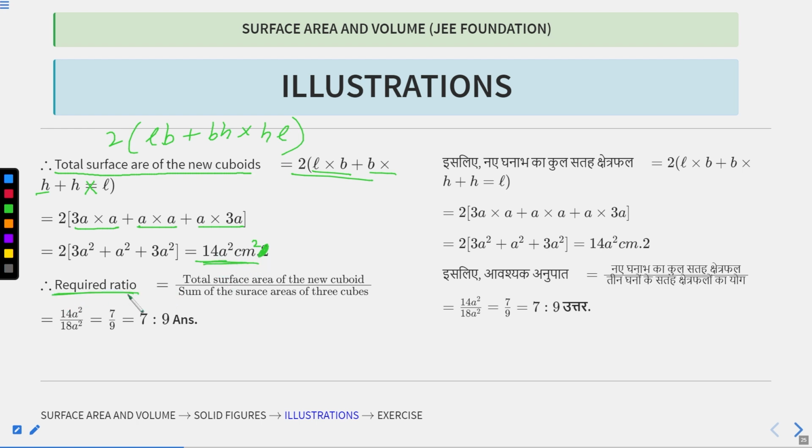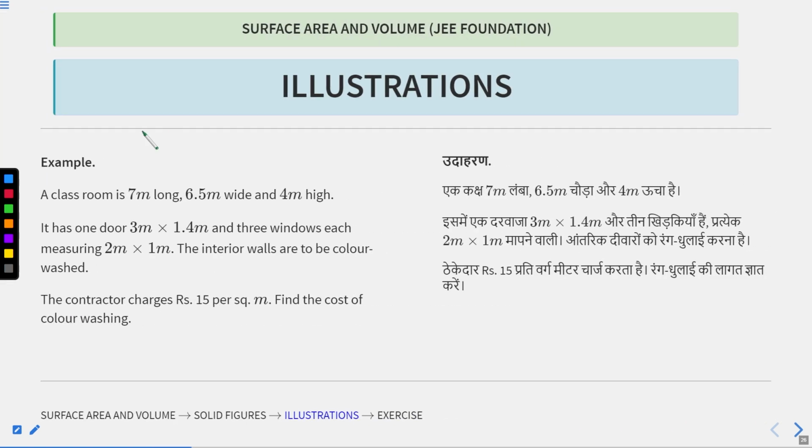Now the required ratio was the total surface area of the new cuboid divided by the sum of the individual surface areas of the 3 cubes, which is 14a square by 18a square, which is 7 by 9. That means the ratio we get is 7:9. I hope this is clear. Now let's move to the next.